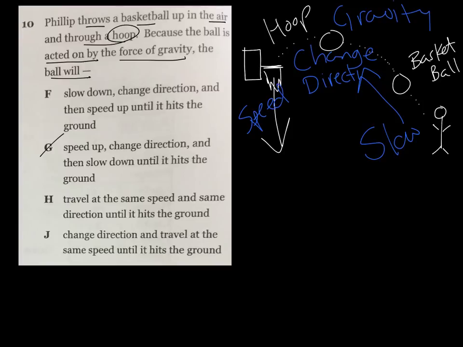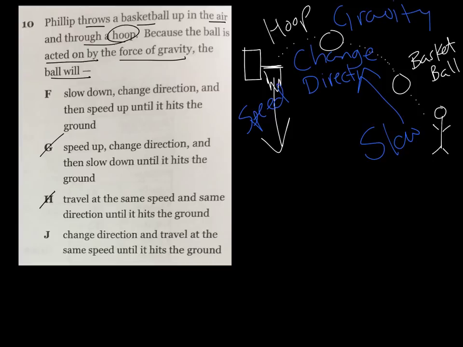Letter H, it's going to travel at the same speed and same direction until it hits the ground. So if I throw it up, the ground is under me. It's lower than that. So if it keeps going in the same direction, that means it's just going to keep going higher and higher and higher. It's just going to keep going until it finally floats out of the earth and into outer space. That obviously doesn't make sense because we know gravity causes it to come back down. So it's not just going to keep floating off.